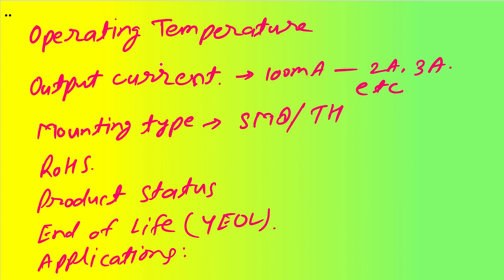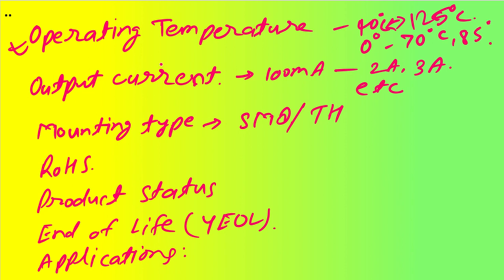Now, what is the operating temperature range? Generally, all the regulators are coming from minus 40 degrees centigrade to, let's say, 125 degrees centigrade. So this is the temperature range that is available for the regulators to work. It can go from 0 degree to 70 degrees centigrade also, or 85 degrees centigrade also. Okay. Even very good regulators come with a temperature range of 155 degrees centigrade as well, but the general range is minus 40 degree to 125 degree centigrade.